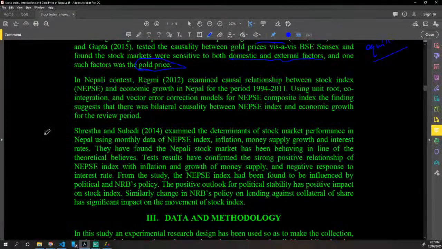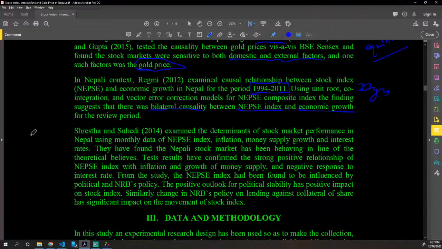In the Nepali context, REG in 2012 examined the causal relationship between NEPSE and economic growth in Nepal for the years 1994 to 2011. So what's that? 17 years, right? What method did they use? Unit root method, co-integration and vector error correction model for the NEPSE composite index. The findings suggest there is a bilateral relationship between the NEPSE index and economic growth.